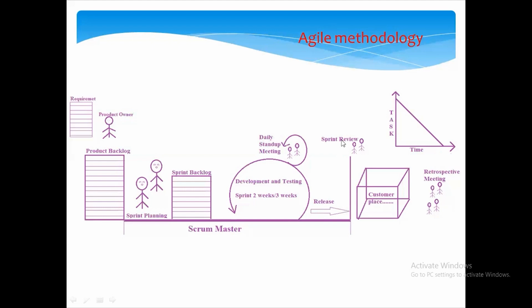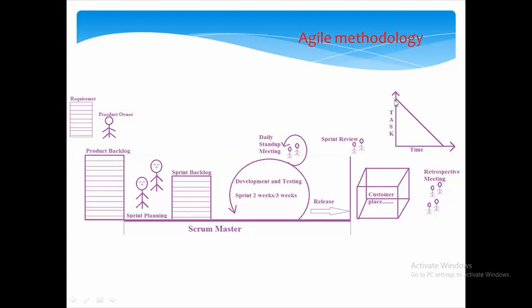Okay, and here one graph is represented. Here you can see the task and the time. This graph is what we call a burn down chart. In the agile methodology, the burn down chart will be there. The burn down chart contains the time and task. These two it has. The burn down chart will have the time and task.